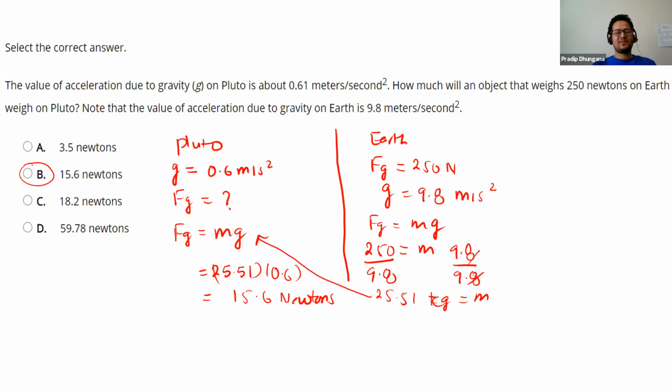Okay, let me explain this problem again. At first, write all the information we do have from the question, and then we have to calculate weight on Pluto, and weight is mass times gravity acceleration, mg. g is acceleration due to gravity. We don't know mass, so from Earth we use that weight, 250 newtons, to calculate mass, and then we substitute that mass to calculate weight on Pluto.